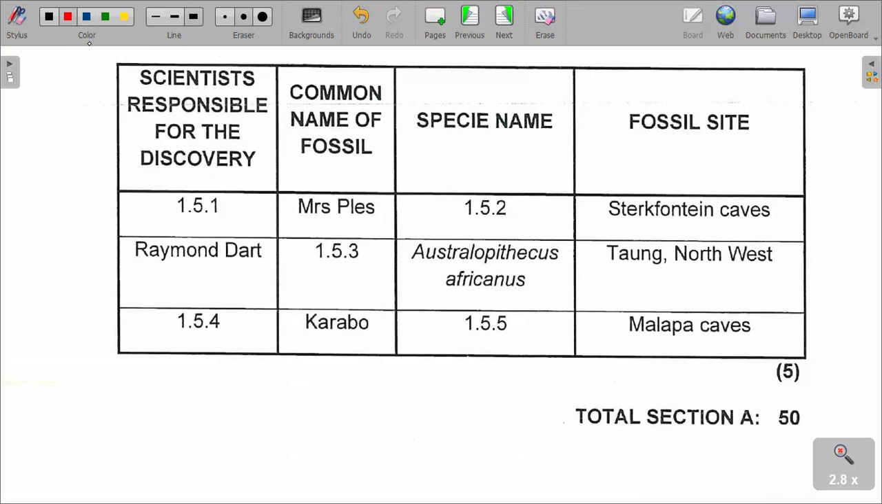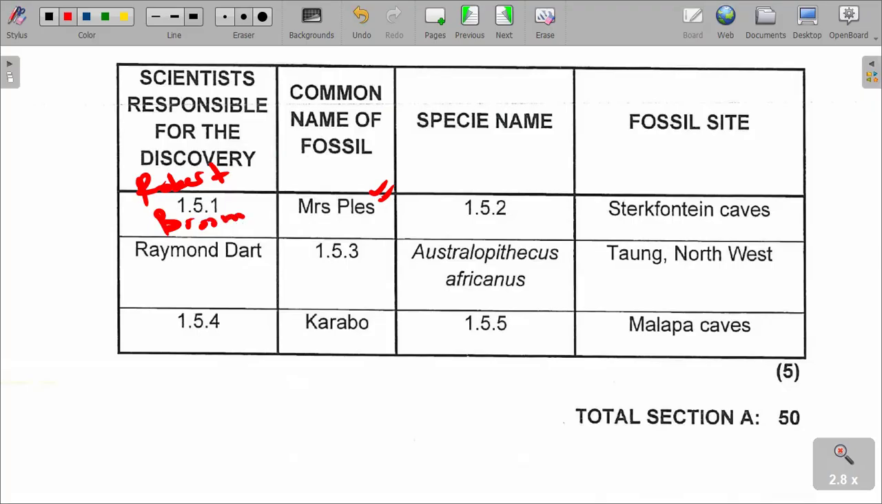So 1.5, we are saying Mrs Ples. Which scientist was responsible for the discovery of Mrs Ples? I'm sure that you remember that Mrs Ples was discovered by Robert Broom.